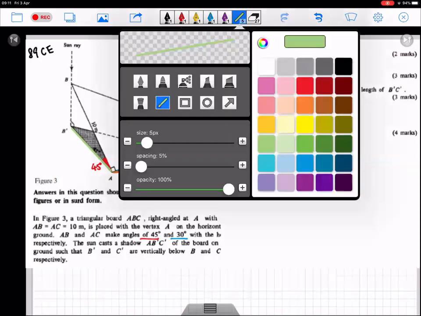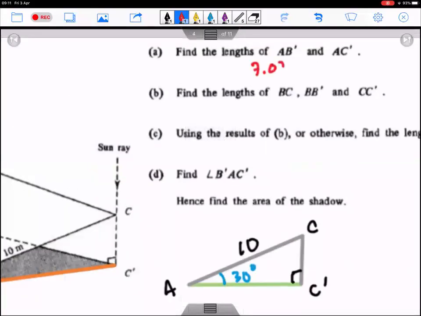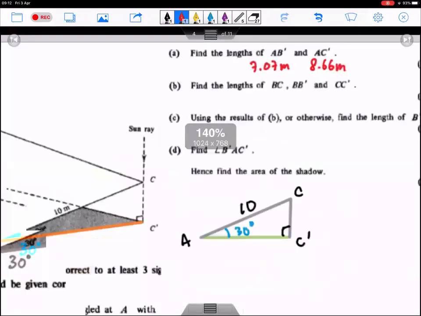You can have this right angle triangle, ACC prime. And you have the blue angle here is 30 degrees, and this is a right angle. So you have three pieces of information, so it's not difficult to get AC prime. The answer for AB prime, according to my calculation, will be 7.07, and AC prime will be 8.66 to 3 significant figures.